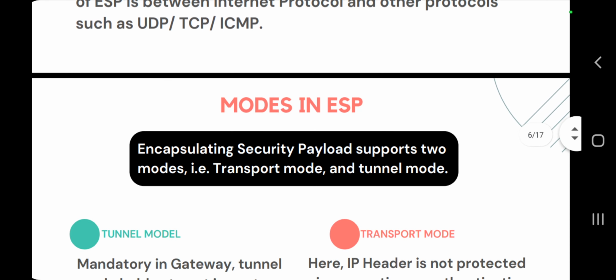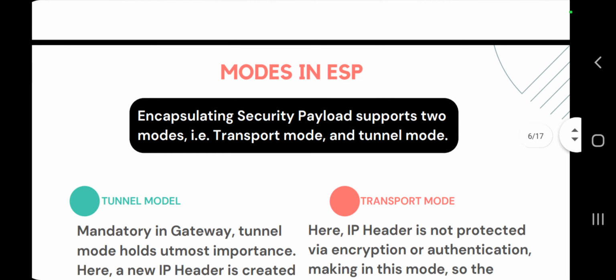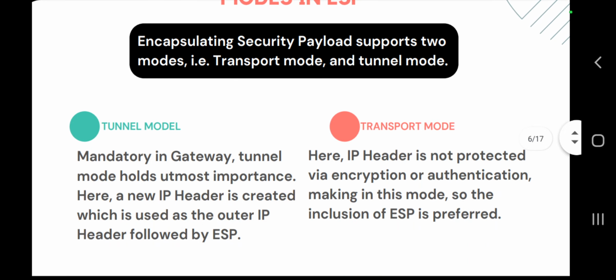And there are two modes in ESP. They are transport mode and tunnel mode. Okay, now we can talk about tunnel mode. Mandatory in gateways, tunnel mode holds utmost importance. Here, a new IP header is created which is used as the outer IP header followed by ESP. The next is transport mode. Here, the IP header is not protected via encryption or authentication, so the inclusion of ESP is preferred.